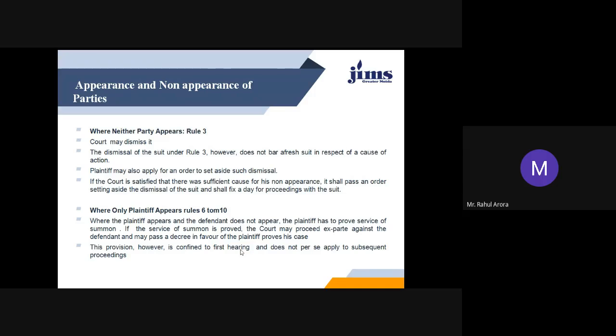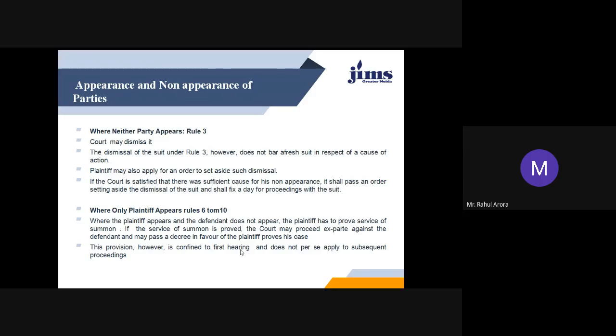Next, where only the plaintiff appears. So now I am talking about the circumstance in which only the plaintiff appears and the defendant does not appear. Then what would be its consequence? Relevant rules pertaining to this are given under Rule 6 to 10, where the plaintiff appears and the defendant does not appear. The plaintiff has to prove the service of summons.